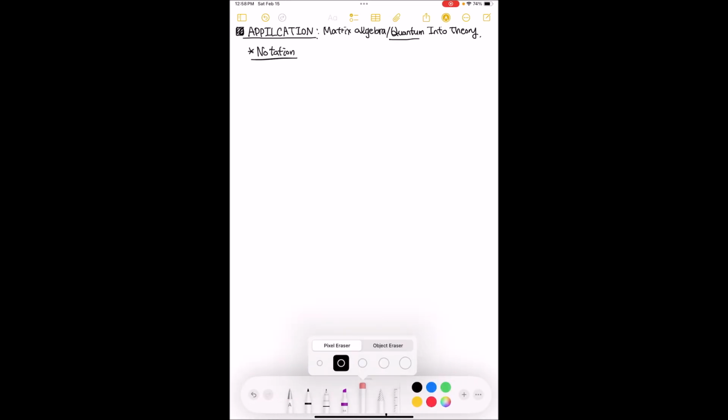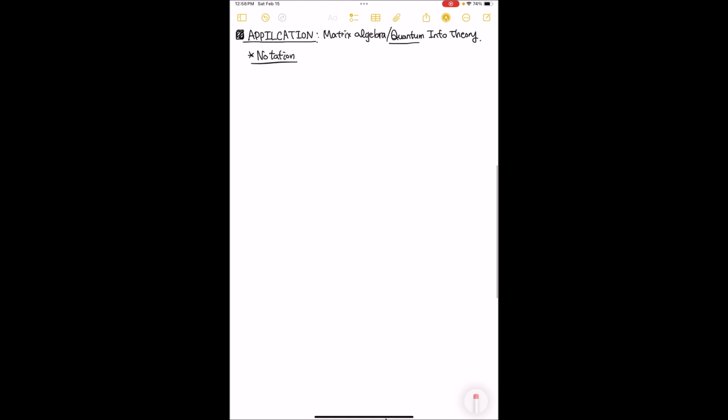Okay, then let's apply our concept of the p-metric into matrix algebra, or in physics and quantum information theory, the so-called Bures distance. Before we talk about this, I will introduce some notation that I will use in the matrix algebra.